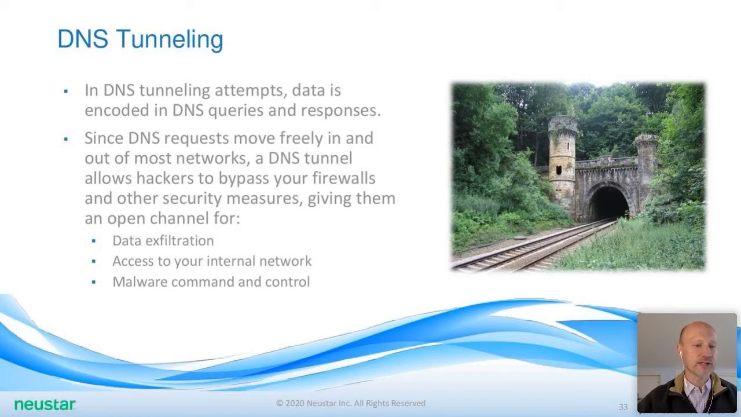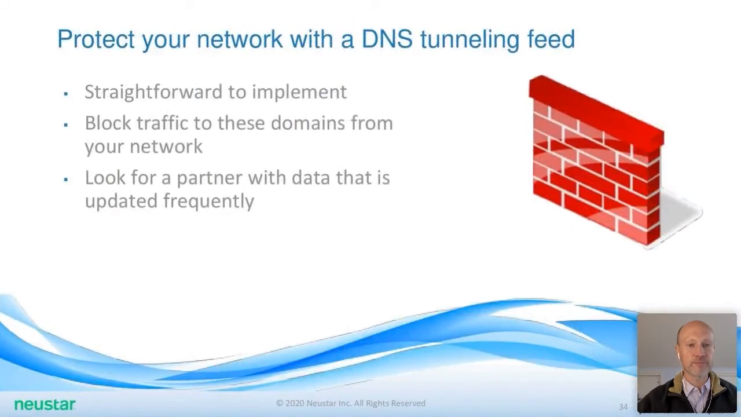So what does this lead to? The bad guys can use DNS tunneling for data exfiltration. If they've gotten a hold of your network, they can look around and take some of your intellectual property out, as well as customer lists, et cetera. It gives them access to your internal network, so that can be a jumping off point to take a look around and see what's happening in your network, as well as using DNS tunneling for malware command and control.